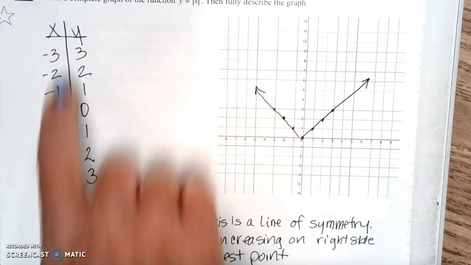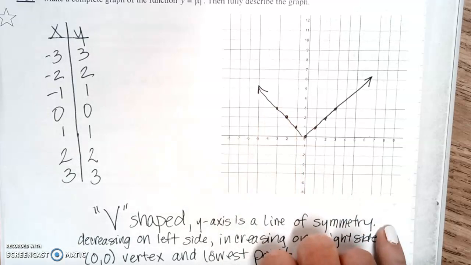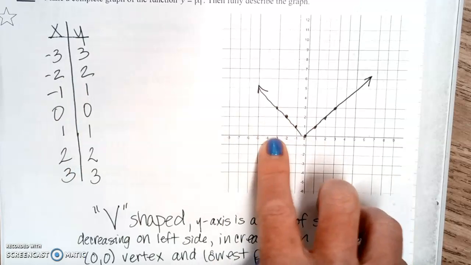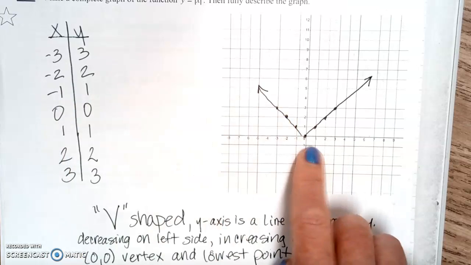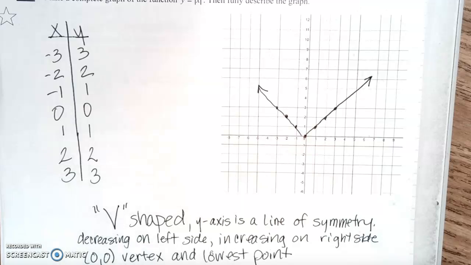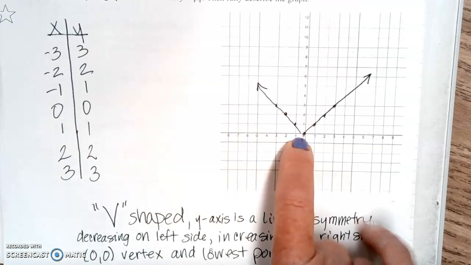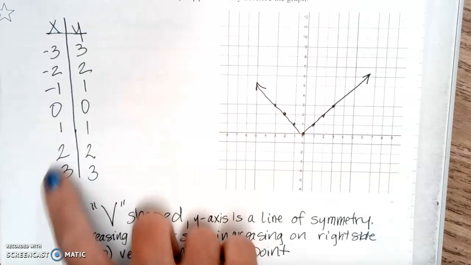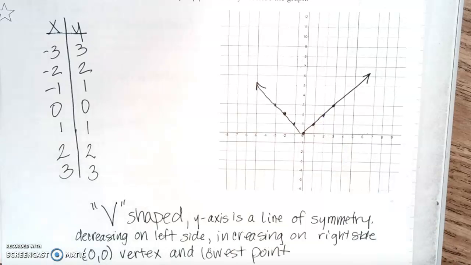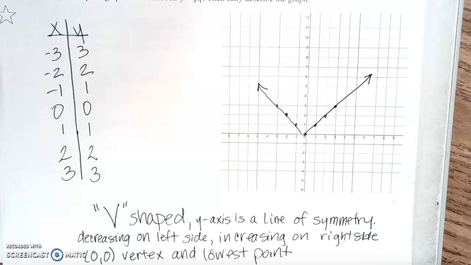Okay? So -3, 3, you would go 3 to the left, up 3, put a point. -2, 2, you'd go 2 to the left, up 2, put a point. -1, 1, you'd go 1 to the left, up 1, put a point. 0, 0 is just right there, you don't move at all. 1, 1, 1 to the right, up 1, put a point. 2, 2, 2 to the right, up 2, put a point. 3, 3, 3 to the right, up 3, put a point.